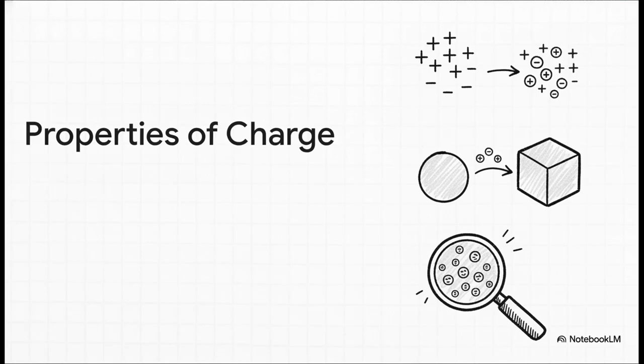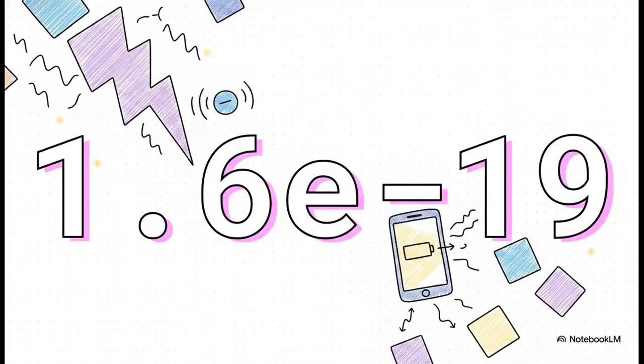Second, conservation. You cannot magically create or destroy a charge. You can only move it from one object to another. And third, quantization. This is the big one. It means charge only ever exists in strict, distinct packets. Just look at this incredibly small number, 1.6 times 10 to the power of negative 19 coulombs. It represents the elementary charge of a single electron. That is the absolute smallest packet of electric charge possible. It's a tiny, tiny fraction of a single coulomb, which is our standard unit of charge.